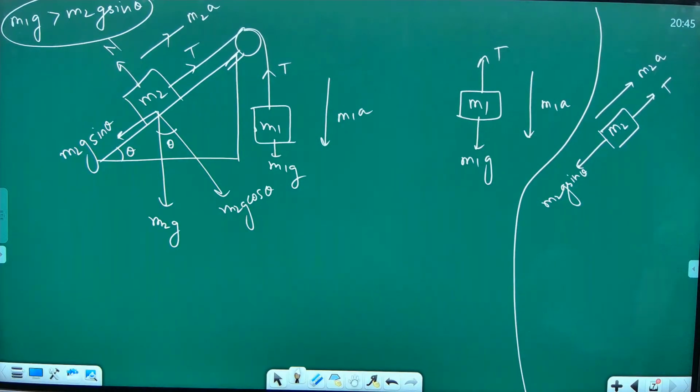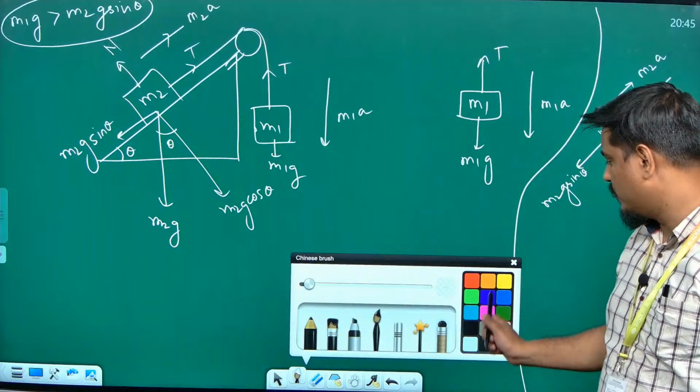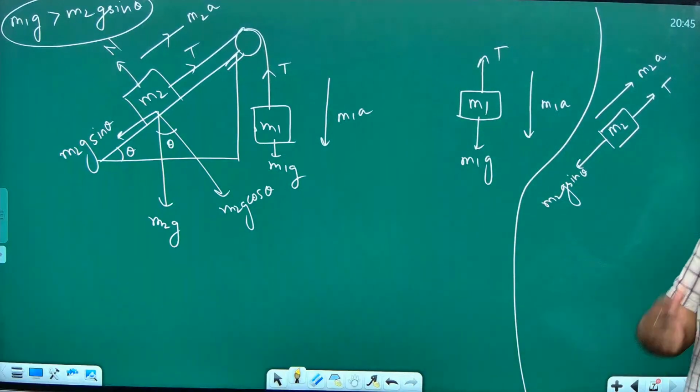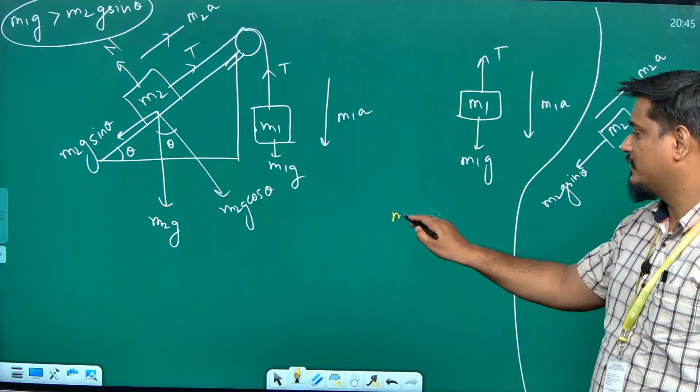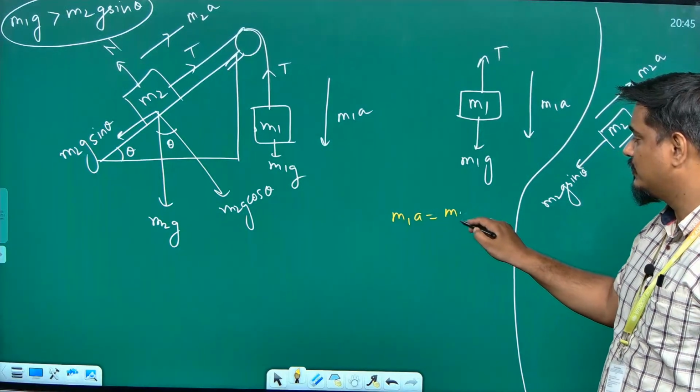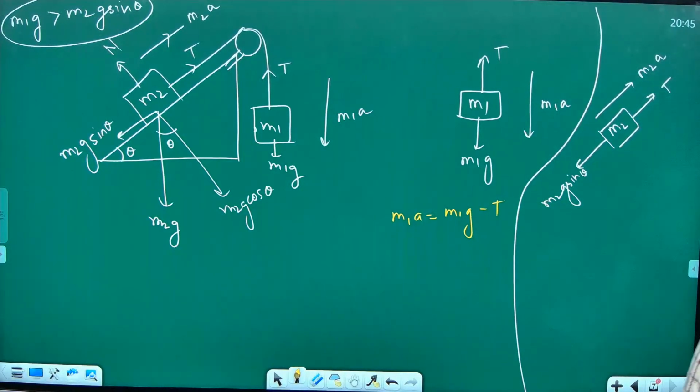Then tell me the equations. So, the first equation will be told by Sayanaga. You made the equation for this first body? Yes, sir. M1A is equal to M1G minus T. Good. Bharatraj, see now, you see and tell me. That's all over. No problem after this.